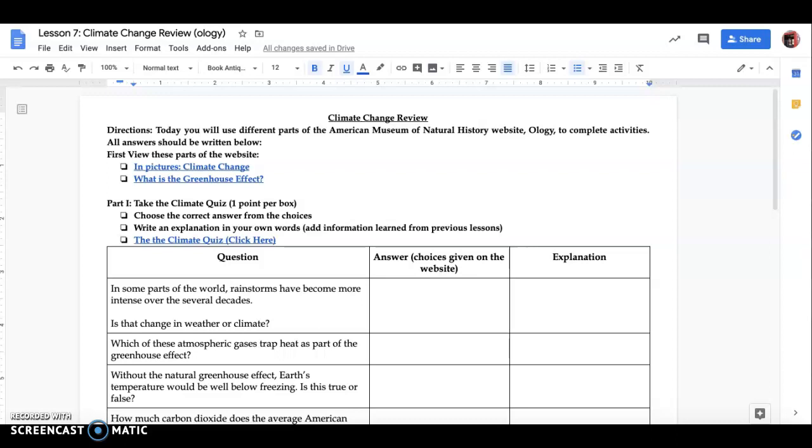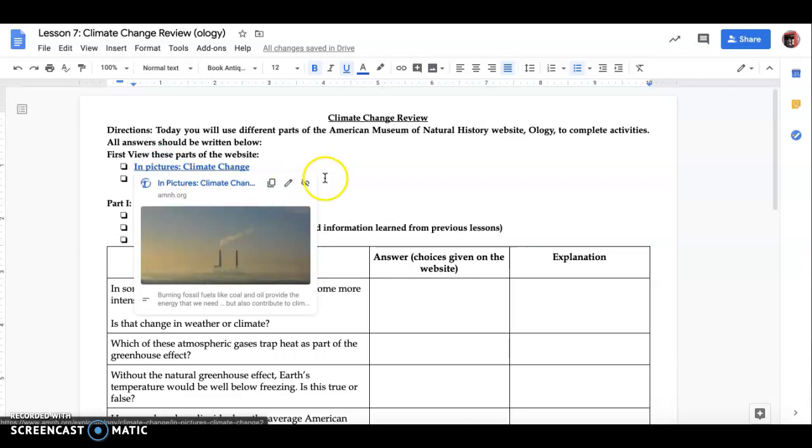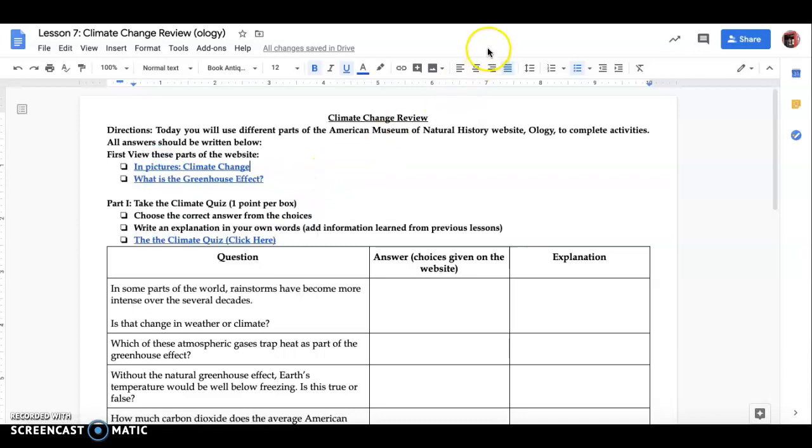I'm going to be using the website Ology by the American Museum of Natural History, which we know is located right here in New York City. The first thing I'm going to do is go through two of these websites with you as a review. I hyperlinked these so that when you click, you can just easily open them. I'm going to put that directly in the agenda for today as well and on the Google Classroom assignment that I'm going to post for you in a little while.